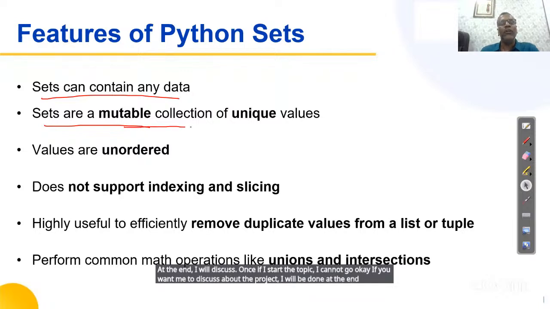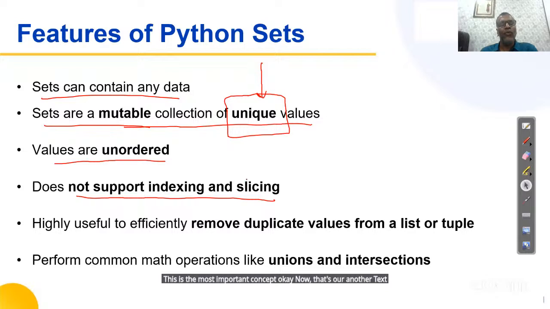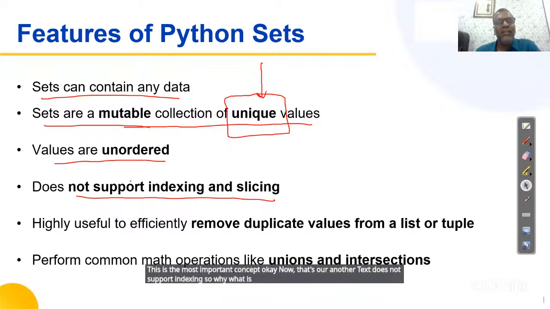Now, sets are mutable collections of unique elements. The basic purpose of sets is to store unique data. This is the most important concept. Sets are unordered. Sets do not support indexing. What is the reason why sets do not support indexing? Because sets are not sequences.